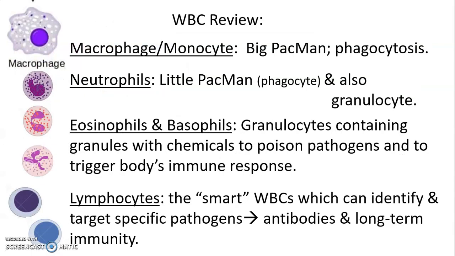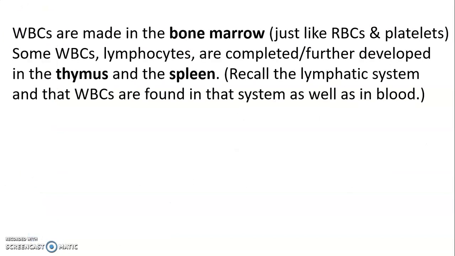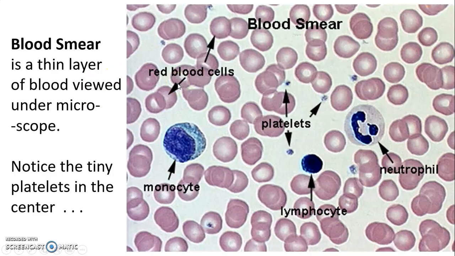Okay, so here's the summary. Go over it, make sure you can characterize each one. When you do your homework, you can be a little more specific than this, but this is a good way to have all the information in your mind pretty quickly and easily. Okay. Remember, white blood cells are made in the bone marrow, but the complex ones, the lymphocytes, are also made in the thymus and the spleen.